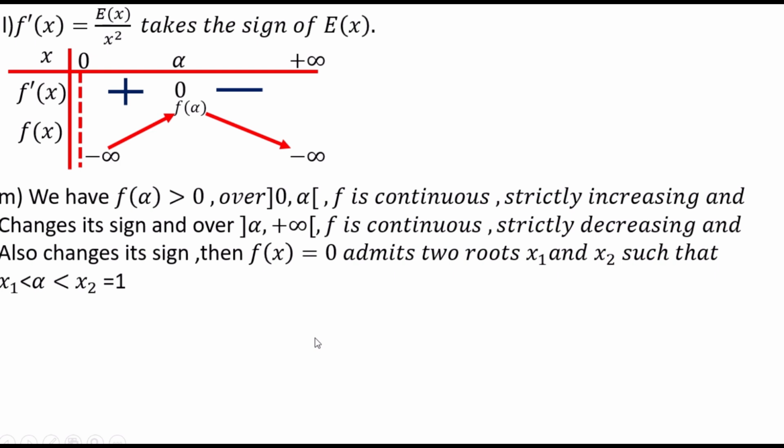x1 and x2. And remember that the point (1, 0) is the inflection point, and for x equal 1, f of x equals 0. Then x1 is less than alpha less than x2, which is equal to 1. The curve goes from minus infinity as x approaches 0 plus, up to alpha, where alpha is 0.68 and f of alpha is 0.23.